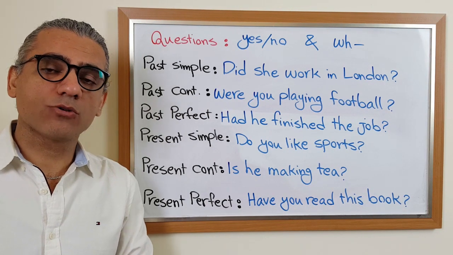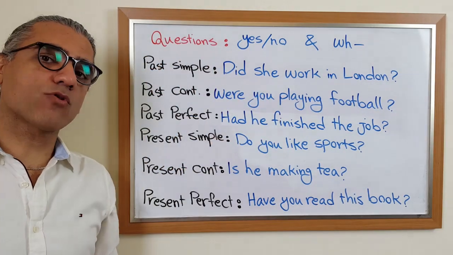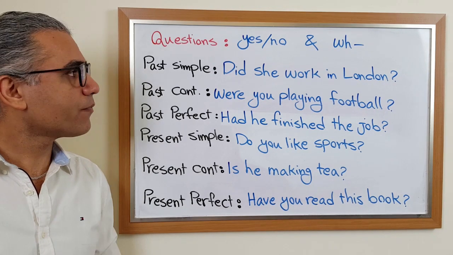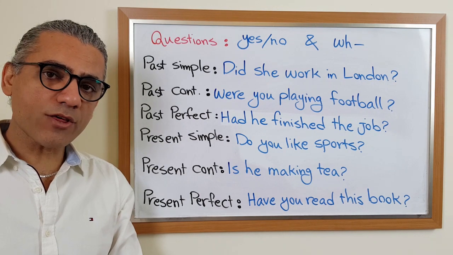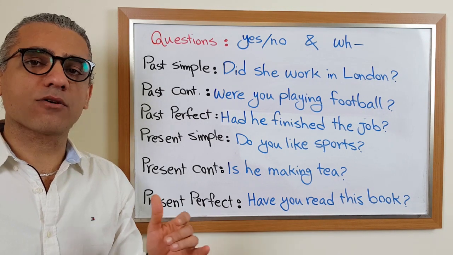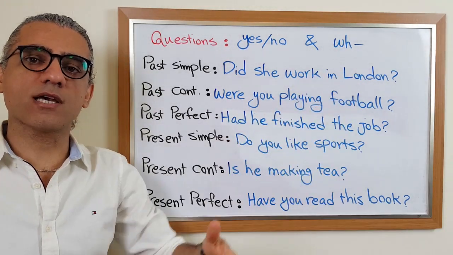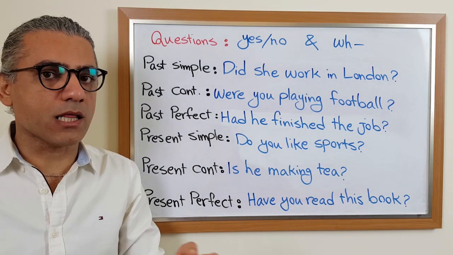Today we want to talk about questions. First, let's start with the types of questions we have, not only in English but also in all the other languages. The first type is a yes or no question. It means it's a question whose answer is either yes or no. And the other type of questions is WH questions, whose answer could be anything.